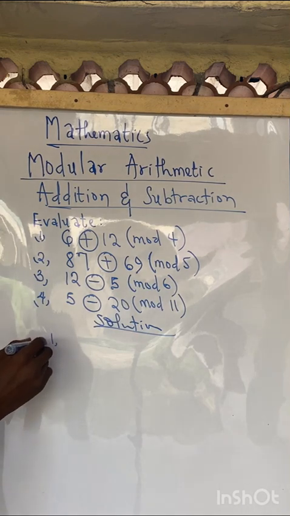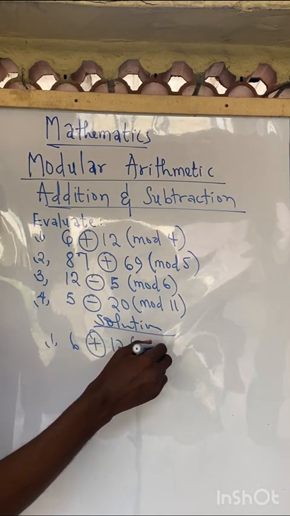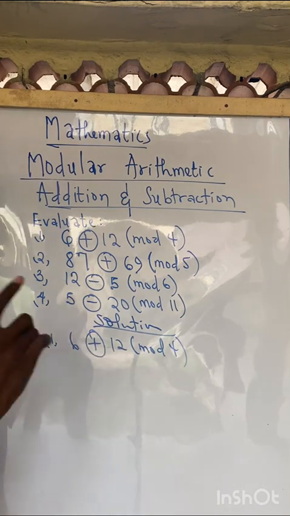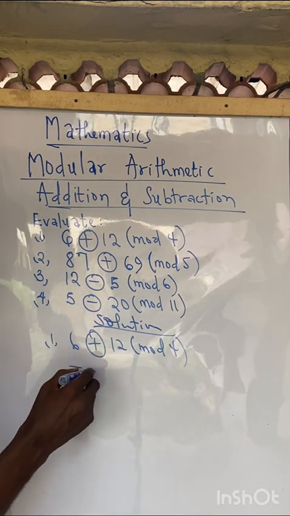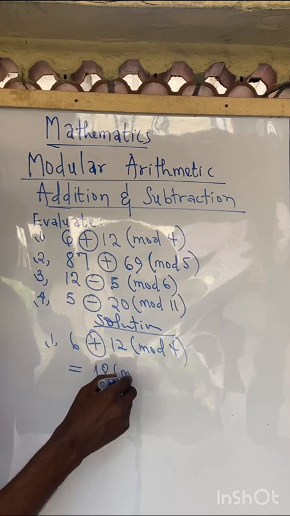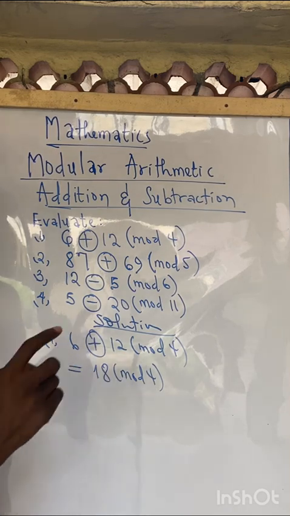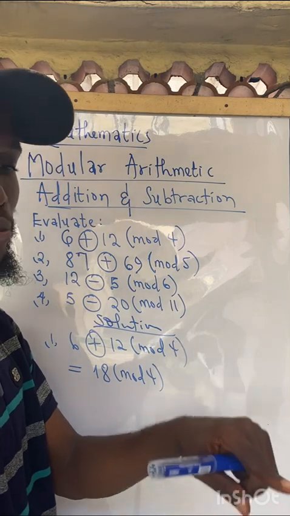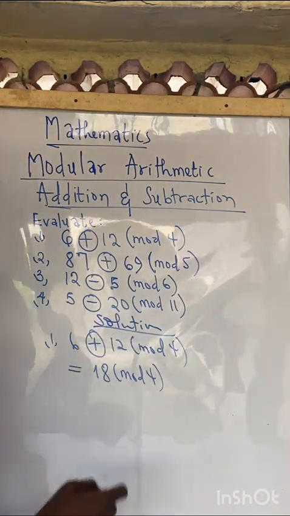Now number 1, we have 6 plus 12 mod 4. We can do this in 2 ways, but let me use the first way. Normally, if you're adding 6 plus 12, the result will be 18. So just write 18 mod 4. But if you look at 18, is 18 in mod 4? The answer is no, because mod 4 makes use of numbers from 0 to 3: 0, 1, 2, 3. So we have to reduce 18 to a number in mod 4.